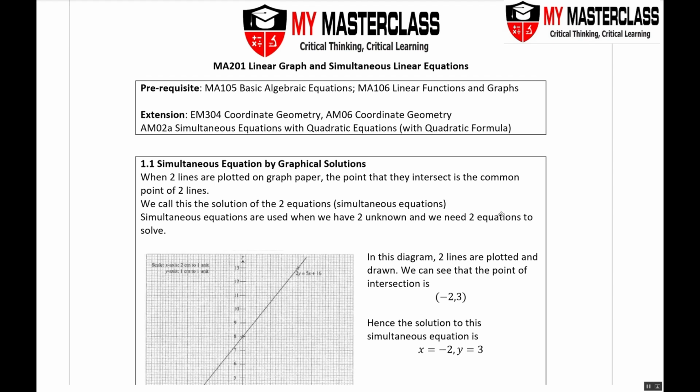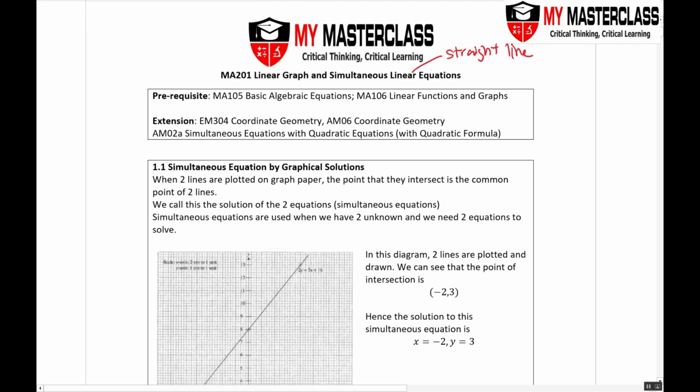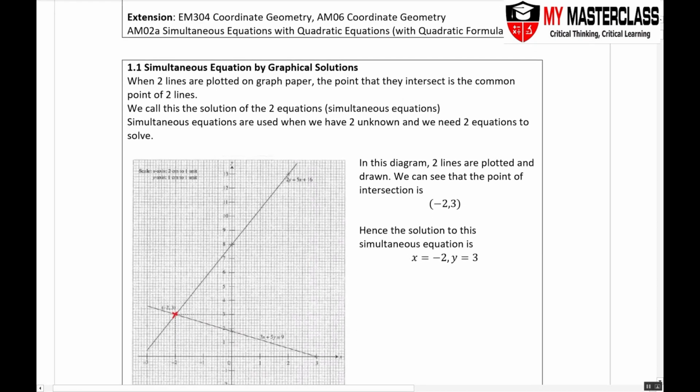This lesson will be on linear graphs and simultaneous linear equations. If you see the word linear, I'm essentially talking about a straight line. If I were to plot my lines on a graph, when two lines are plotted on a graph paper, the point where they intersect is the common point.